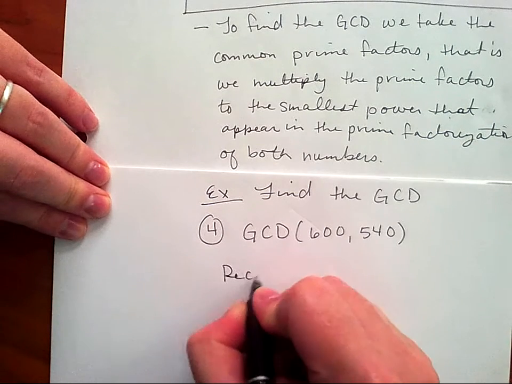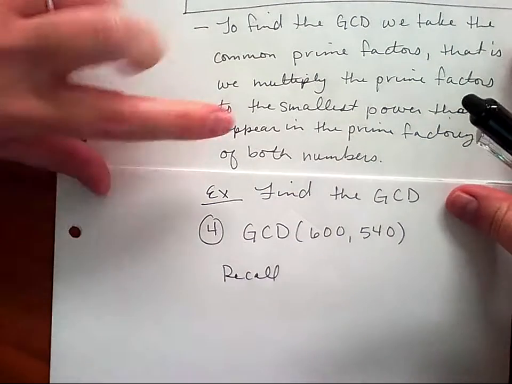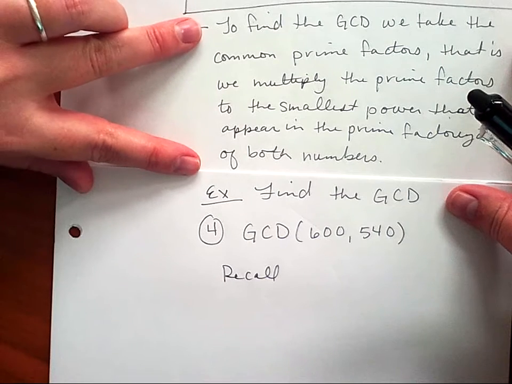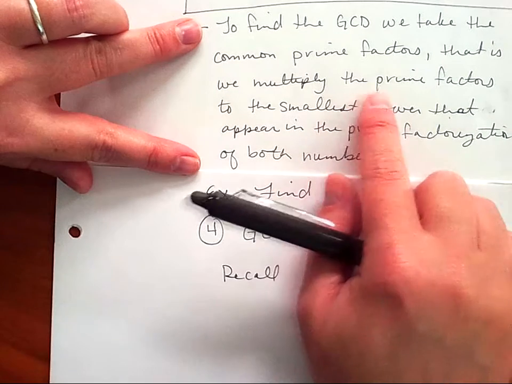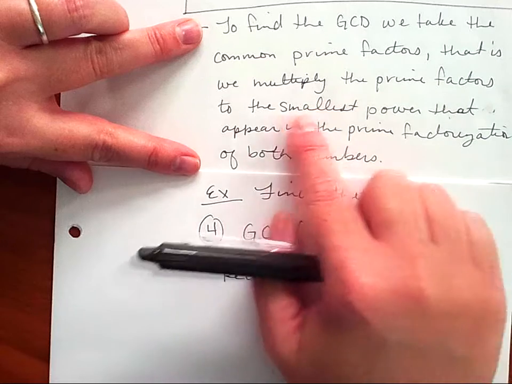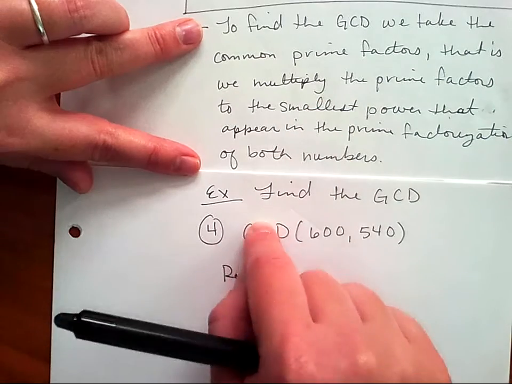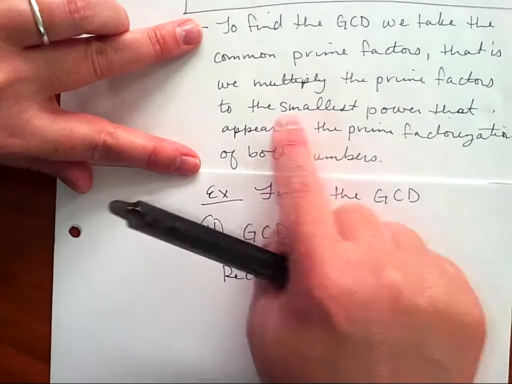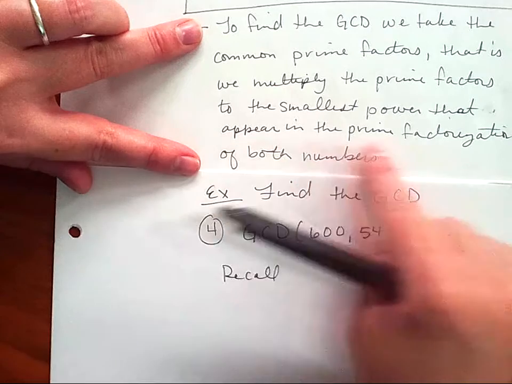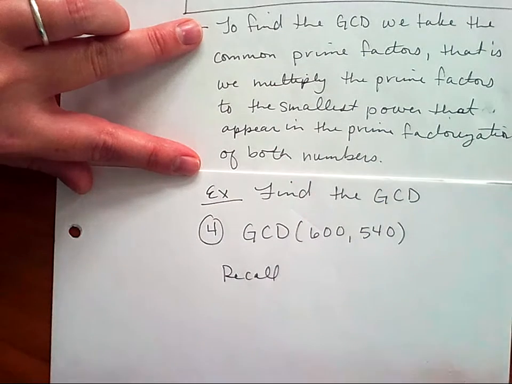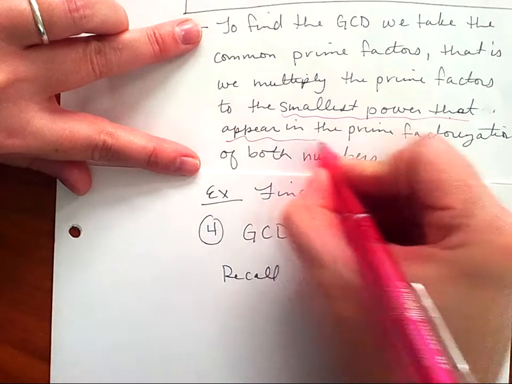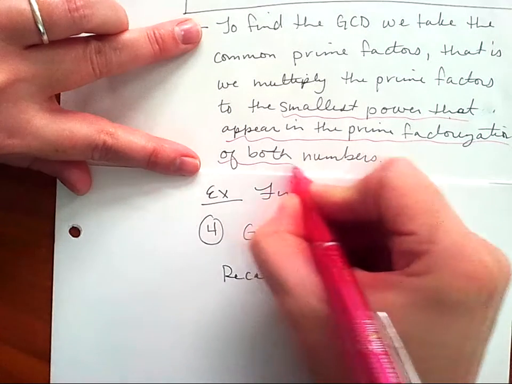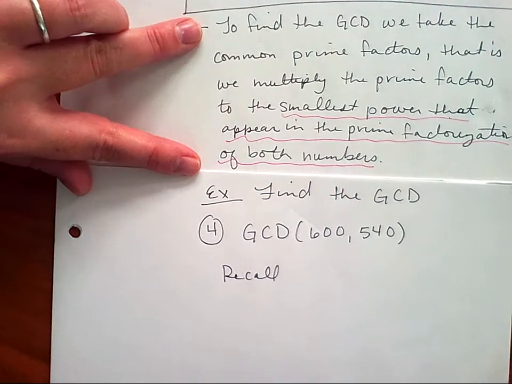Okay, so this part right here tells us how to find the GCD. To find the GCD, we look at the prime factors of both of the numbers. We're going to write out the prime factors, and we're going to take the smallest power that appears in the prime factorization of both numbers. That's what we're looking for.